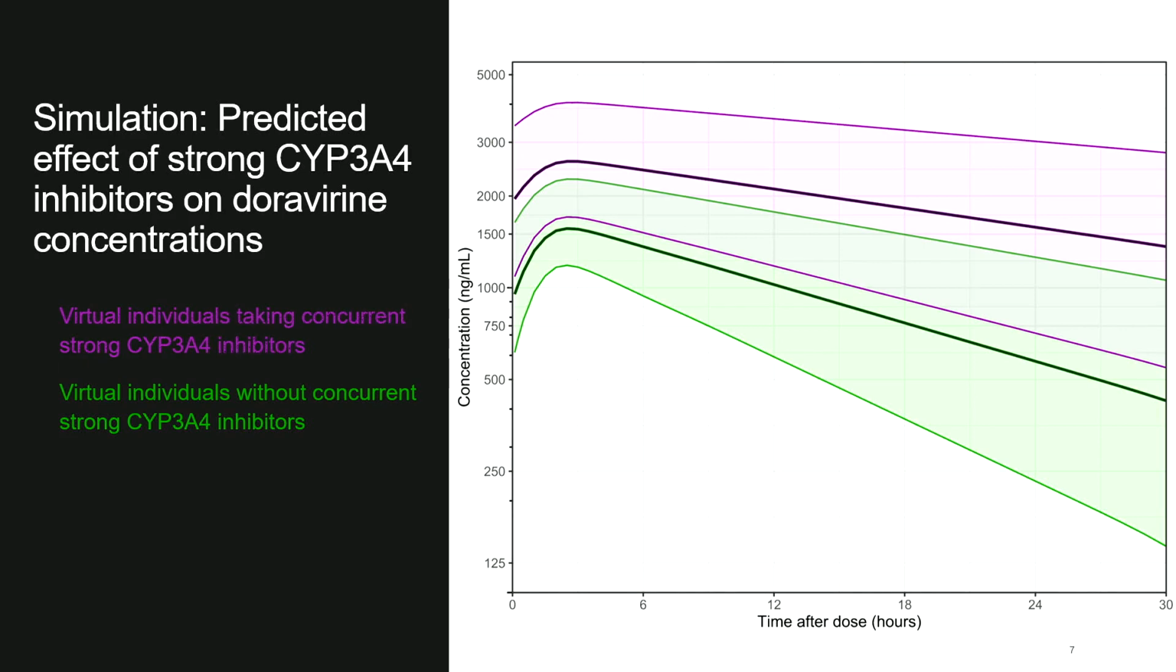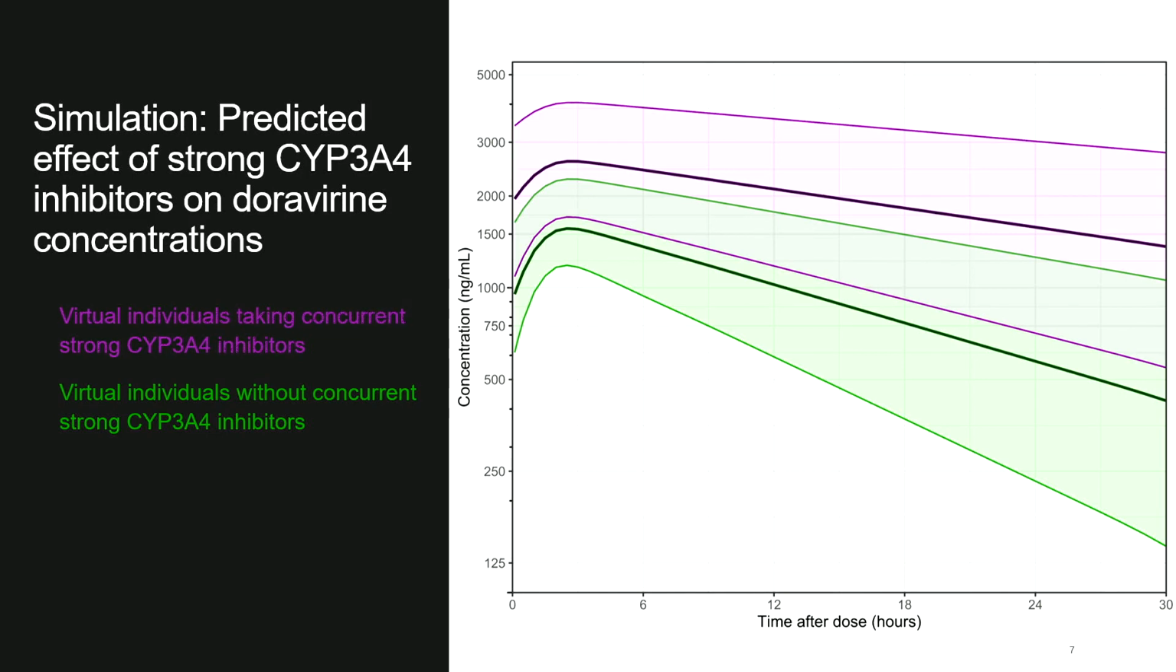With this final model, we used the final model's estimates to perform simulations on doravirine plasma concentrations on groups of 1,000 virtual individuals. So here we have the predicted effect of strong CYP3A4 inhibitors on doravirine concentrations. On the x-axis, you can see the time after dose administration of doravirine in hours, and on the y-axis, the concentration in nanograms per milliliter.